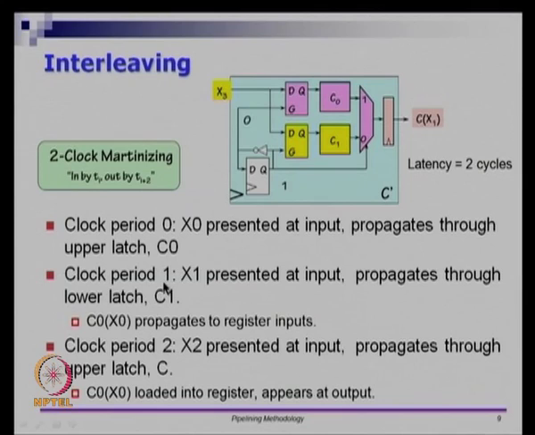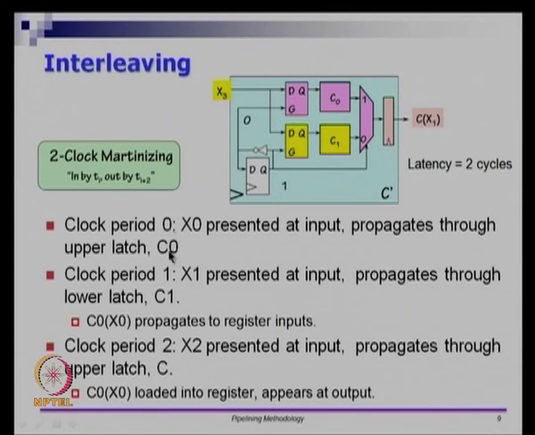At clock period 1, I am going to give X1, a new input, that is presented at the input. It propagates through this latch and goes as input to C1. Meanwhile, C naught of X naught is propagating to the register input. At clock period 2, X2 will be presented here and it will propagate to the latch C naught again.